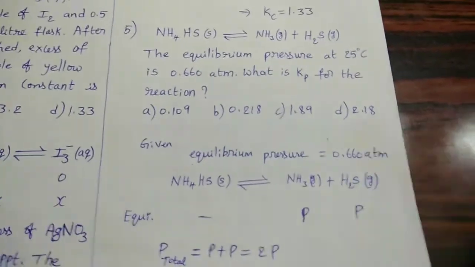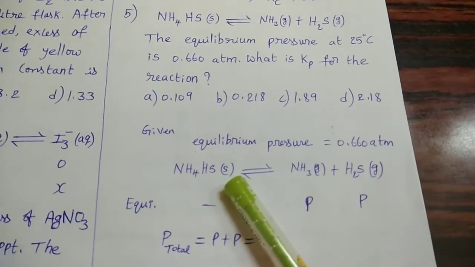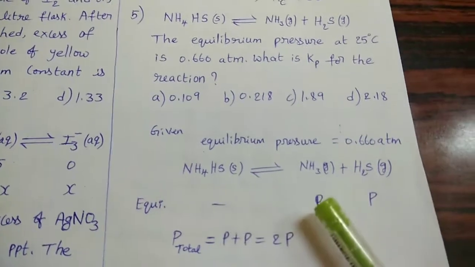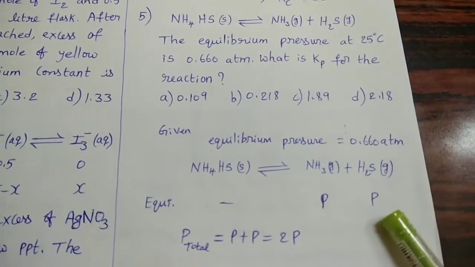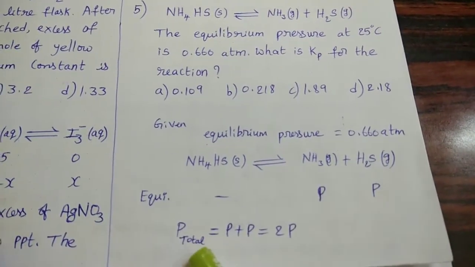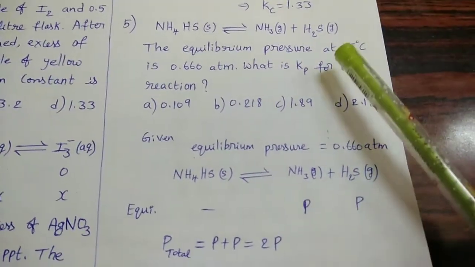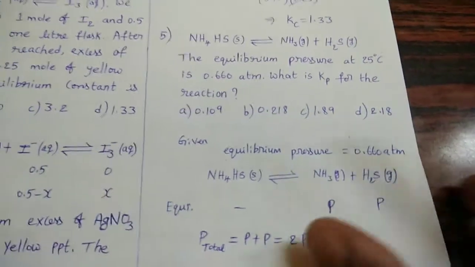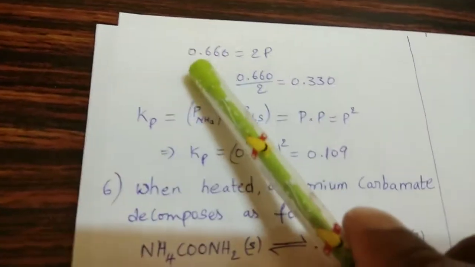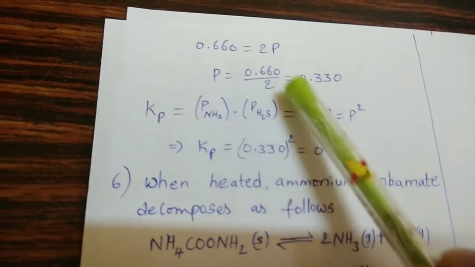Now see this. At equilibrium, this is solid. We need not consider change in concentration of pure solids and pure liquids. Only gases we should consider. Equilibrium pressure, let it be P. For this also P. Then total equilibrium pressure, P total equal to P plus P, that equal to 2P. In the given question, equilibrium pressure is given. How much? 0.660. Now substitute that value. 0.660 equal to 2P. From this, pressure equal to this one.